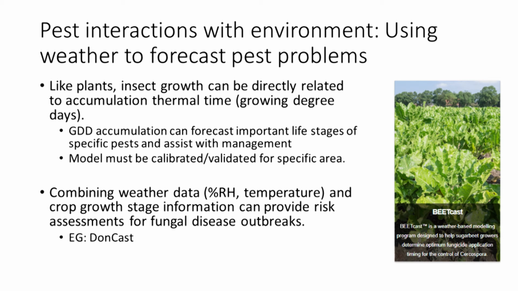Another classic example here is combining weather data, that would be temperature, relative humidity, the growth stage of the crop, to provide risk assessments for fungal disease outbreaks. So a classic example in Ontario is Dawncast. This is a commercially available forecasting system that farmers can purchase. There's also Beetcast, which again is a weather-based model program. Here it's a different fungal disease in beets as opposed to Dawn in wheat.